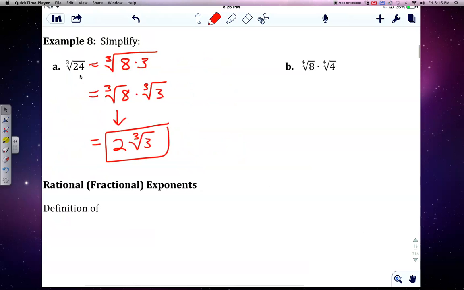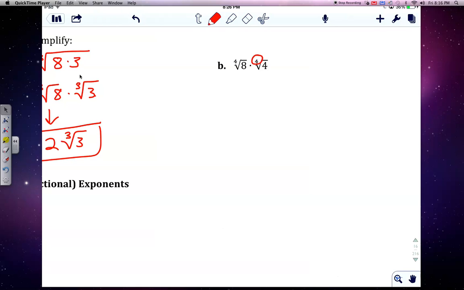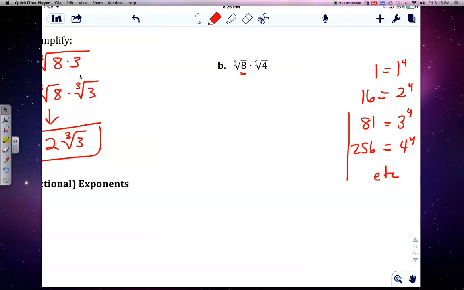Now part B is interesting because here I have the fourth root, and I've never made a perfect fourth root list. I would expect you to memorize it, but you can always make one up. 1 to the 4th power is 1, 2 to the 4th power is 16, 3 to the 4th power is 81, 4 to the 4th power is 256, and so on. Now 8 cannot be broken up into one of these numbers. Same thing with 4. So I can't even simplify those separately.